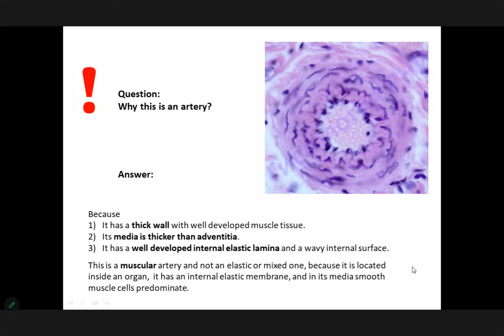And also you can be asked, is it an elastic or muscular artery? And you should answer that this is the muscular one, not elastic or mixed, because it is located inside an organ, it is rather small, and it has an internal elastic lamina. In elastic artery, we have no internal and external elastic membrane. And also in its media, smooth muscle cells predominate, and we cannot see any membranes here.